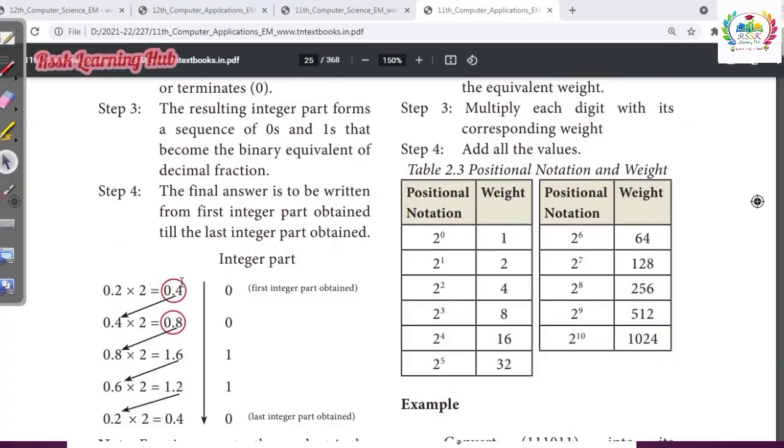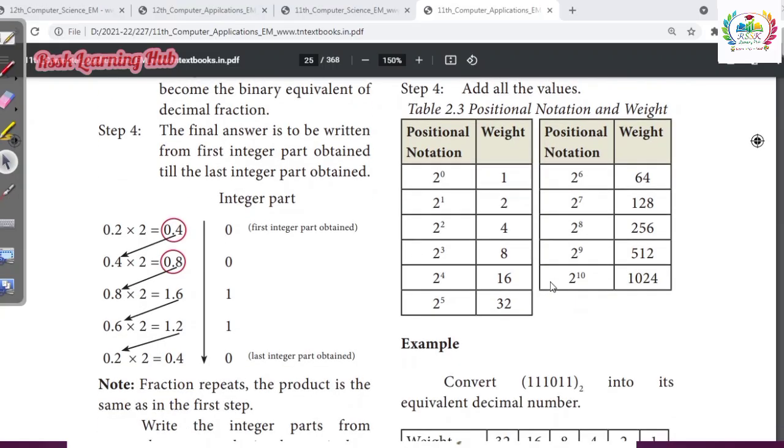Positional notation and weightages. 2 power 0 is 1. 2 power 1 is 2. 2 power 2 is 2 into 2, 4. 2 power 3 is 2 into 2 into 2, that is 8. 2 power 4 is 2 into 8, 16. Next 2 power 5, 32. Like this I wrote up to 2 power 10. So this is the position value and its weightage.